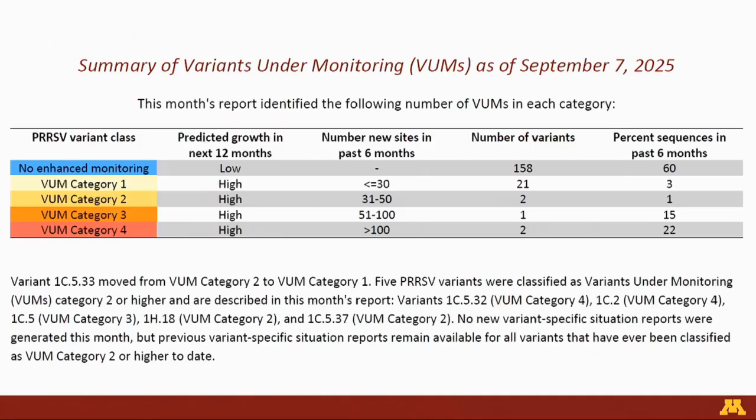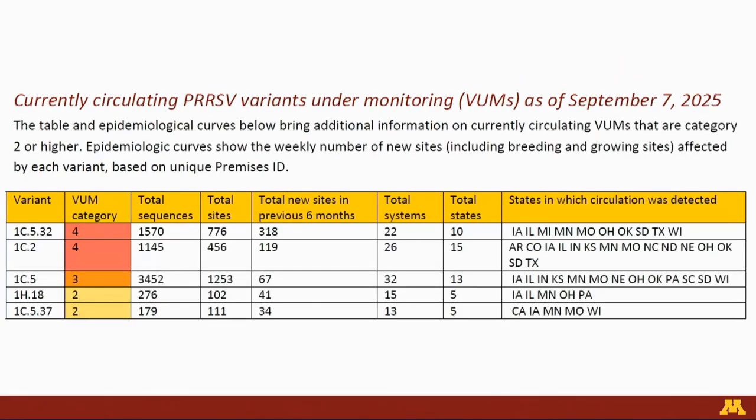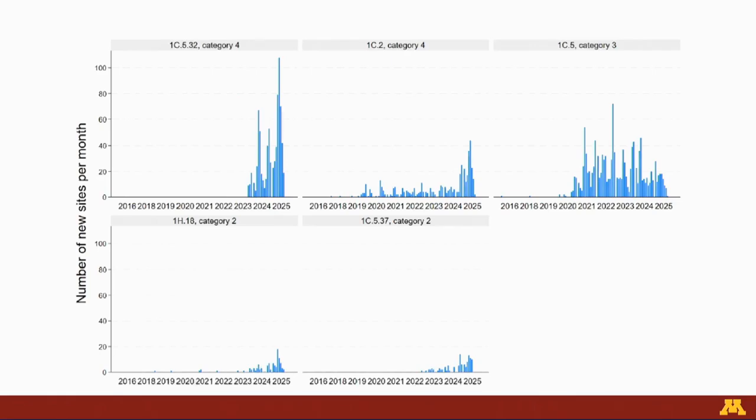As we mentioned, we are describing every month how many variants we have in each category. So as of September, from the past 6 months, 22% of all of the sequences generated are sequences from variants classified as category 4, meaning that they are occurring in a high number of sites at the moment. And then again, for all of those, we do some additional epidemiological description as well. More than that, we also present epidemiological curves over there, so you can follow up in real time.